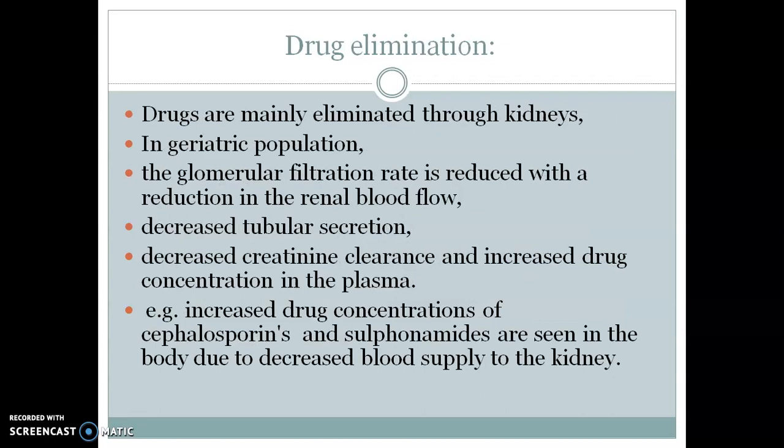Lastly, we will move on to the elimination part of this chapter. Drugs are mainly eliminated through the kidneys. We all know that in the geriatric population the GFR is reduced because of decreased renal blood flow. Thereby there is decreased tubular secretion, decreased creatinine clearance, and increased drug concentration in the plasma. For example, increased concentrations of cephalosporins and sulfonamides are seen due to decreased blood supply to the kidneys. When the kidneys are low perfused, renin is secreted as a compensatory mechanism for hypertension, that is the renin angiotensin aldosterone system.